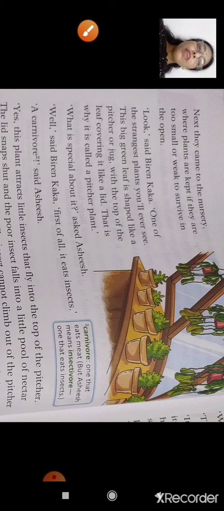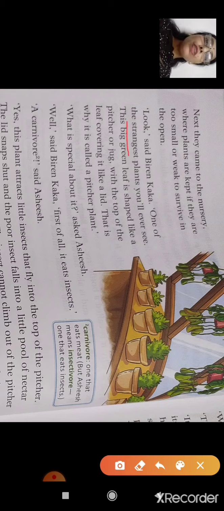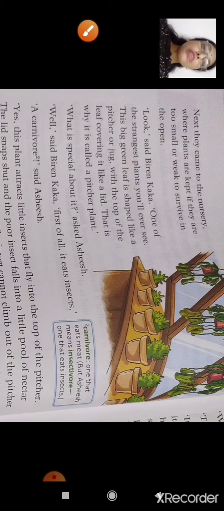Look, said Biren Kaka, one of the strangest plants. Can you see this word? Strangest? Strange, stranger, strangest. Strangest means the plant which is very odd, which does not look normal. Yes, it is not giving the look as the other plants do. What did Biren Kaka say? One of the strangest plants you will ever see.